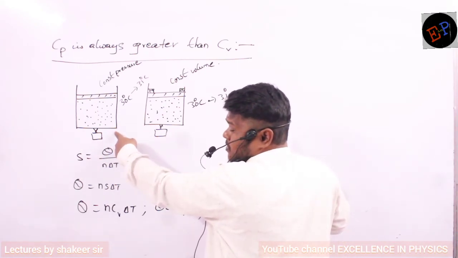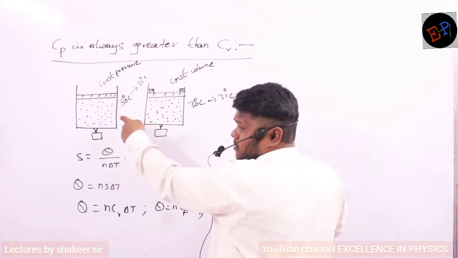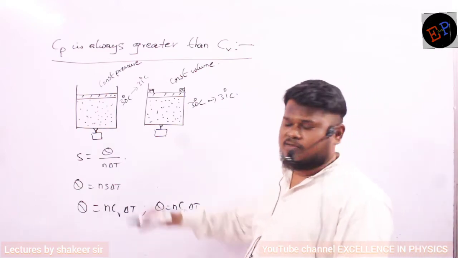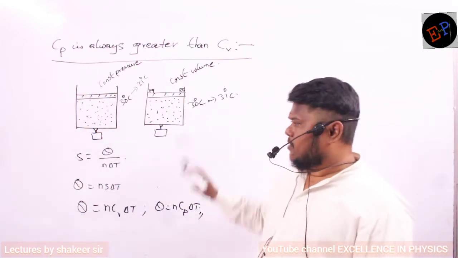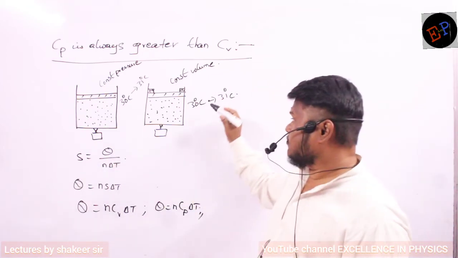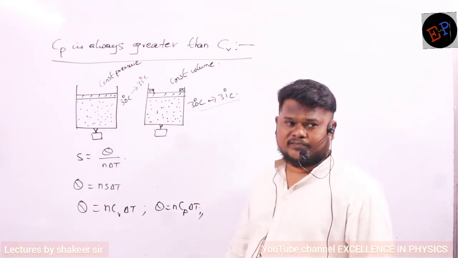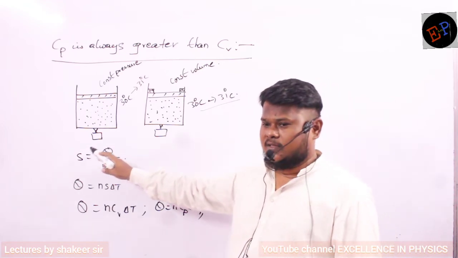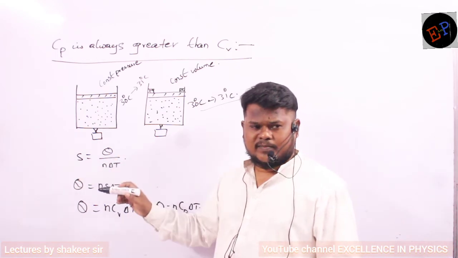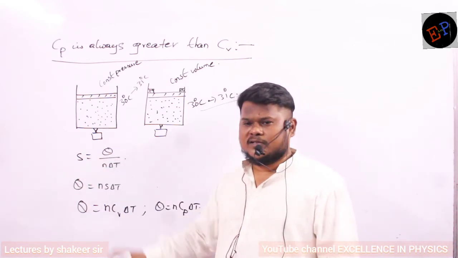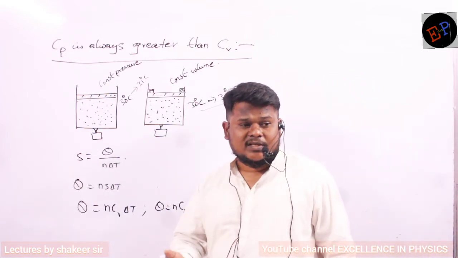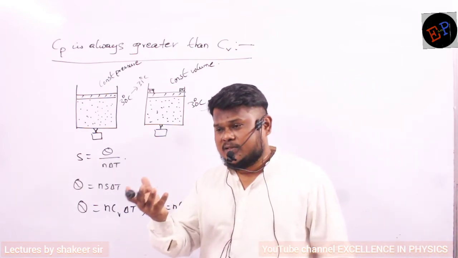Why? Because total energy is not used for raising temperature, only some energy is used for raising temperature. So you have to supply more energy so that the piston also moves upwards. But here you need to supply only less energy, because total energy is used for raising the temperature itself. So if Q is lesser, C is also lesser; if Q is lesser, Cv is lesser; if Q is greater, Cp is also greater. So Cp is always greater than Cv. And how much greater? It is greater by R.